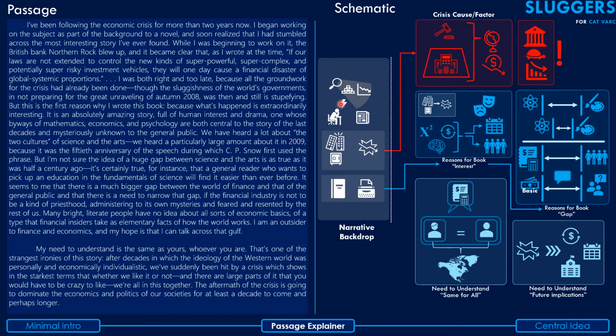What is the narrative backdrop? The narrative backdrop is when he talks about things which are not directly essential to the core argument, but they provide an essential, not unnecessary, but not core either, backdrop to the whole discussion. That is where he talks about how long he has been working on the economic crisis, how he stumbled onto it, and the reason why he's writing a book.